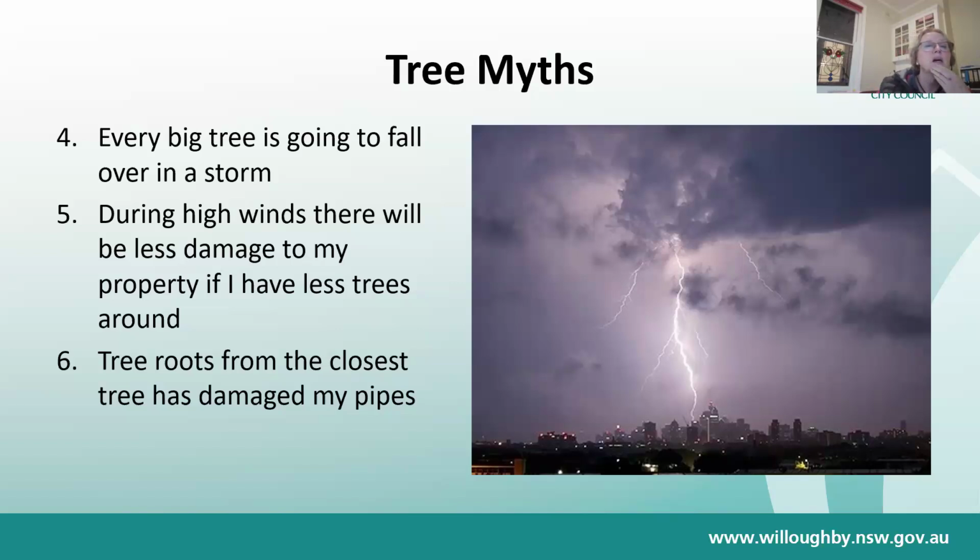So number 5, during high winds, there'll be less damage to my property if I have less trees around. Well, this is a little bit contentious, because what I find is the more trees that you have around, the less intense the wind is at ground level. So we've all seen the wind coming up over the tops of the canopies, and then it dissipates off out into the future.